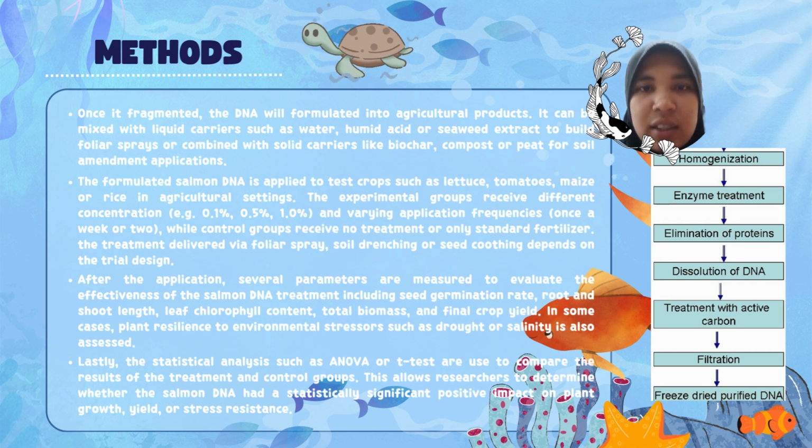Lastly, statistical analyses such as ANOVA or t-tests are used to compare the results of the treatment and control groups. This allows researchers to determine whether the salmon DNA had a statistically significant positive impact on plant growth, yield, or stress resistance.